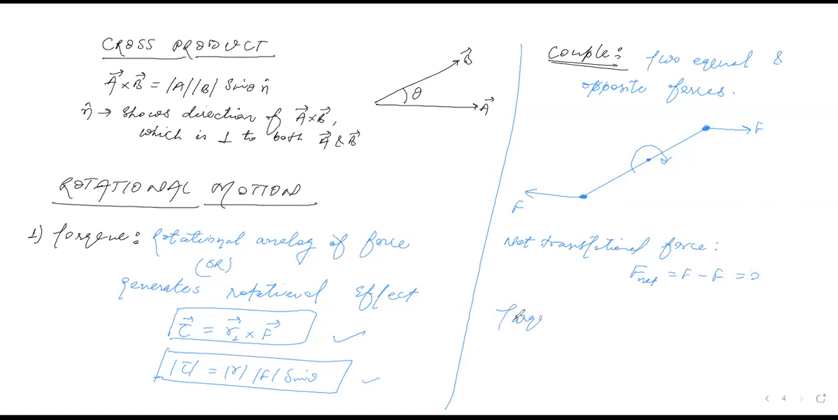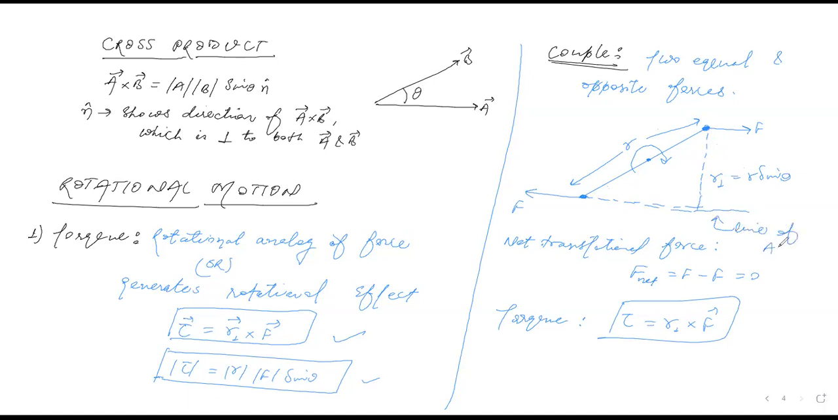And what is the torque? The torque will be tau is equal to R perpendicular cross F. Note it down first, please. What is the R perpendicular here? Suppose the length of the dipole is R. In this case, you can draw a perpendicular line from this, and this is your R perpendicular, which is your R sine theta. This is your line of action. Note it down, please.